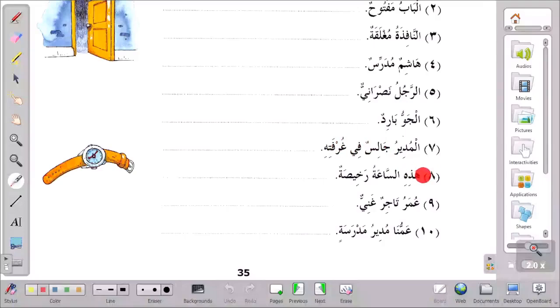Now here هذه الساعة رخيصة. This watch is cheap. If I want to say this watch was cheap, I'll say what? كانت, of course, you have to know that sa'a is feminine. So you say كانت هذه الساعة رخيصة. I hope that is clear.